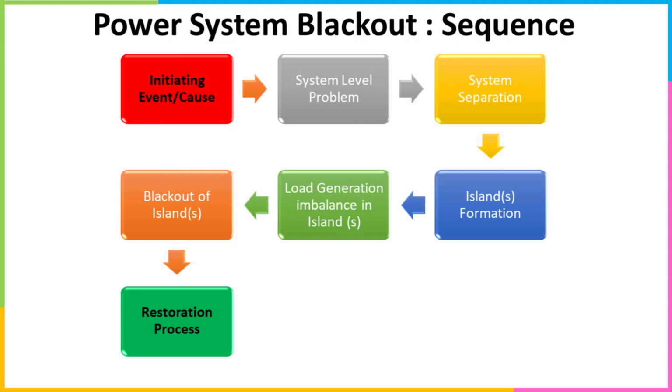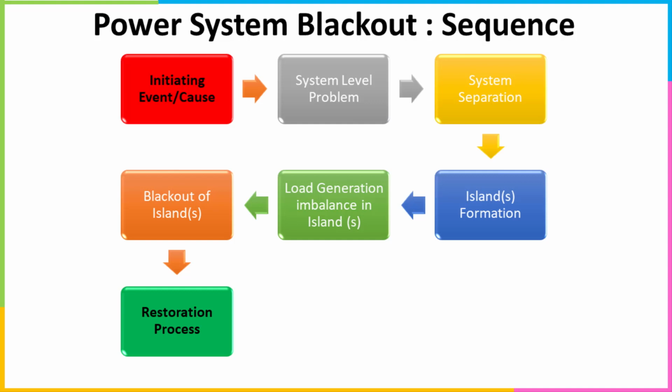With the system separation, multiple islands can form in the system, and those islands depend upon the load-generation imbalance in the island. If they have adequate schemes in the island itself so that it does not get tripped and becomes balanced, then they will survive. Otherwise, the island will collapse. There can be an island which has only load, or an island which has a small amount of generation but a large amount of load. Those will not be able to survive such trippings. Then blackouts of the islands will take place, and after that we have to start the restoration process.